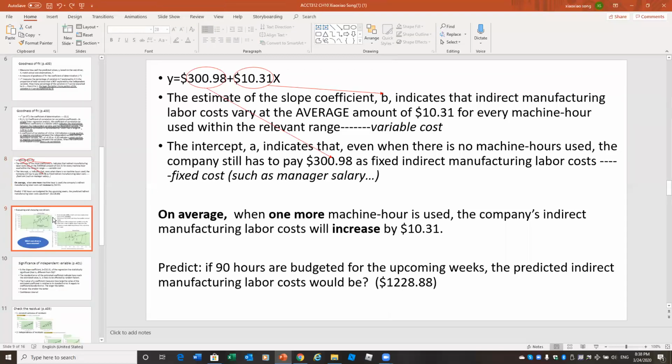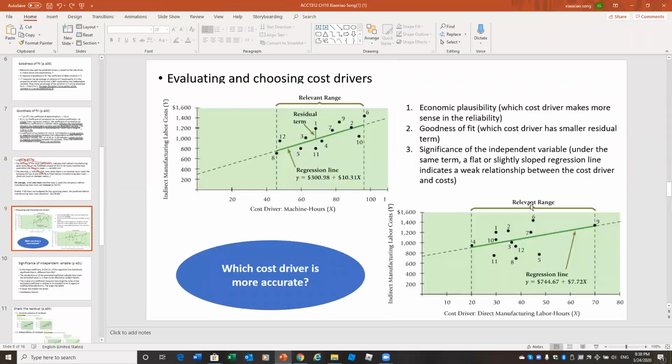Okay, next one, which regression model should you choose? If I ask you in the exam, I'll give you these two tables, let's say two pictures, and ask which one you should choose. There are different ways to measure. First, the economic plausibility: one is the machine hour, one is direct material labor hour, so most likely machine hour makes more sense. Goodness of fit, we compare the R square.